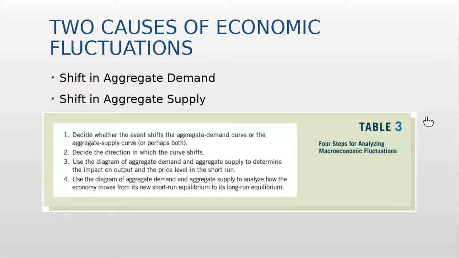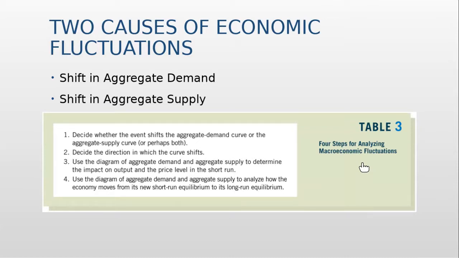So what can cause economic fluctuations? Simply put, just two things: a shift in the aggregate demand and a shift in the aggregate supply. So we have 4 steps for analyzing these macroeconomic fluctuations. The first is decide whether the event shifts the aggregate demand curve or the aggregate supply curve, or both. So if the population grew, that's an example of something that would shift both the aggregate demand and the aggregate supply curve. If the population grew, that means we're going to have higher consumption, but it also means we're going to have a higher labor supply.